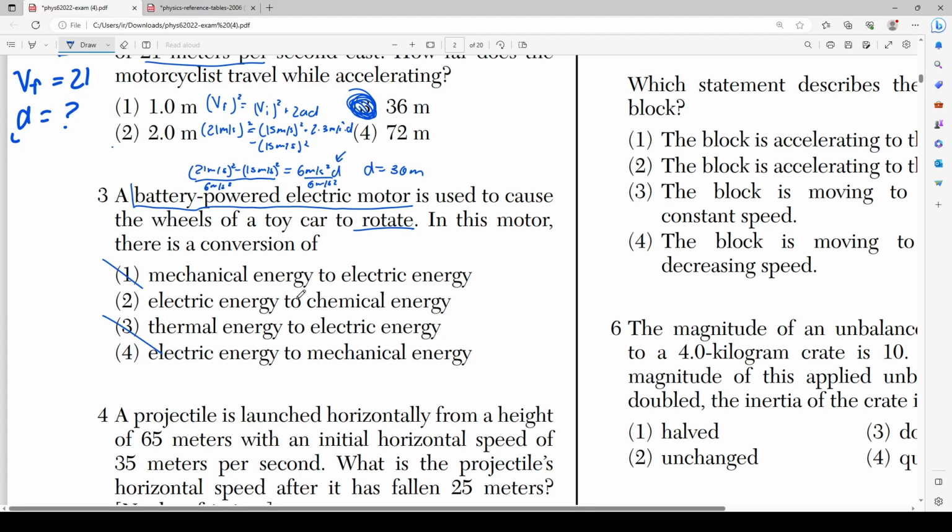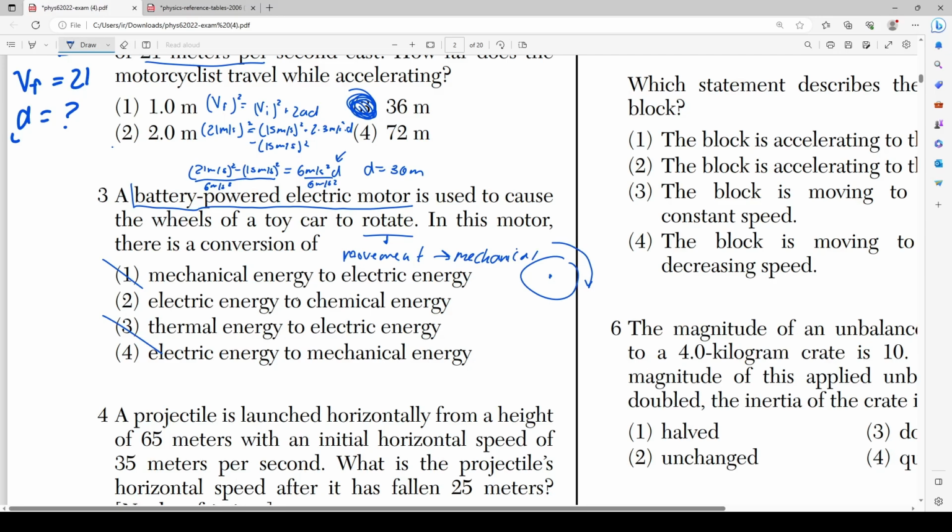Where are we getting mechanical energy from? Where are we getting thermal energy from? We're getting all of our energy from the battery. And once we get that electrical energy from our battery, our electric motor is then using this electrical energy to make the wheel of a car rotate. So when I think of rotation, something's moving. The wheel is moving, it's being spun. And whenever I think of movement, I'm going to think of mechanics or expenditure of mechanical energy. Rotation is movement, and anything that requires movement is mechanical.